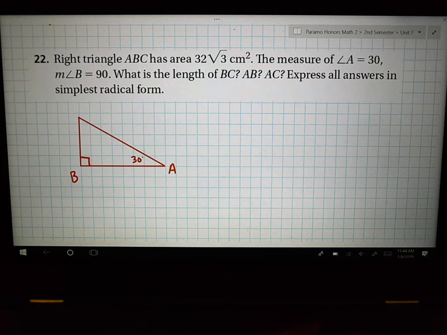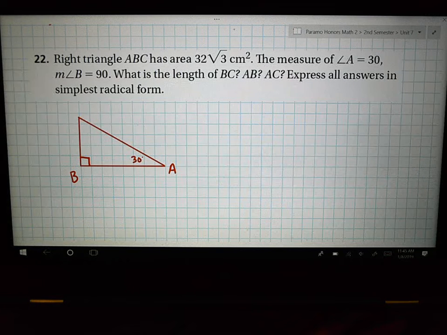Number 22 says that this triangle has an area of 32 root 3 centimeters squared. The measure of angle A is 30. The measure of angle B is 90. What's the length of the sides? Express all answers in simplest radical form.